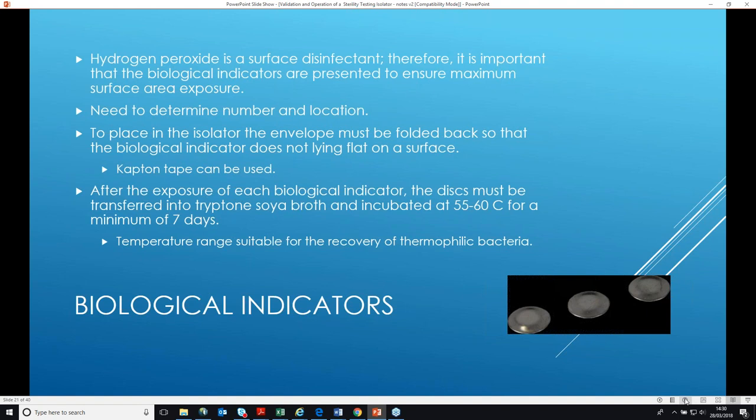Therefore, it's important that the biological indicators are presented to ensure maximum surface area exposure. Here, the envelope needs to be folded back so the biological indicator is not lying flat on a surface. So you may need to use something like Kapton tape to secure the indicator. After exposure of each biological indicator, the disc should be transferred into a medium like tryptone soya broth or soybean casein digest medium and incubated at 55 to 60 degrees, because this is a thermophilic organism, for a minimum of 7 days.